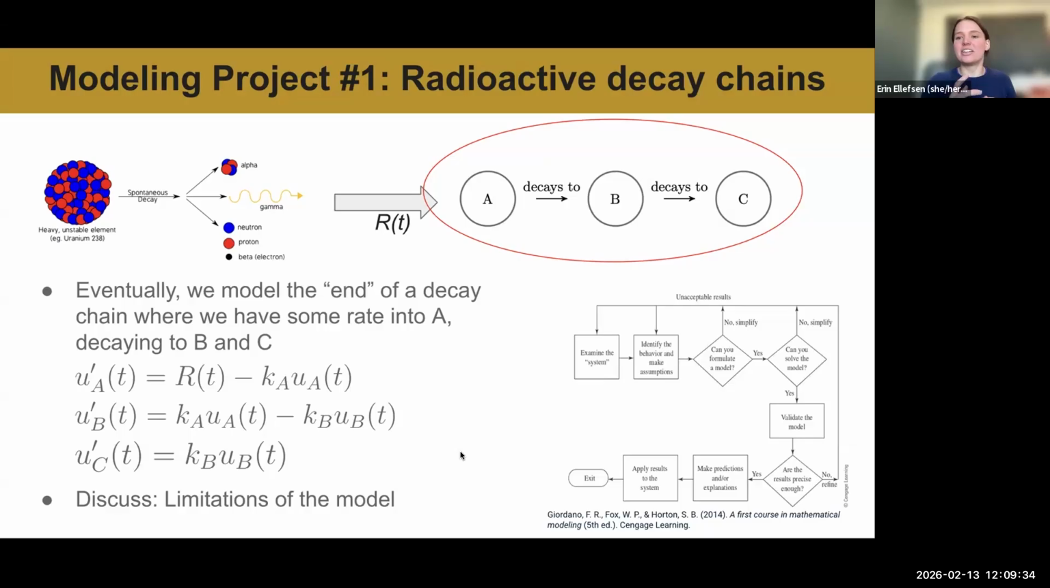And so they've gone through this modeling process multiple times, which I think is really good. It's not often you go through more than just one cycle. And at the end we talk about what the limitations are. Usually I have students that know much more about radioactive decay than I do, and so I learn a few things as well.